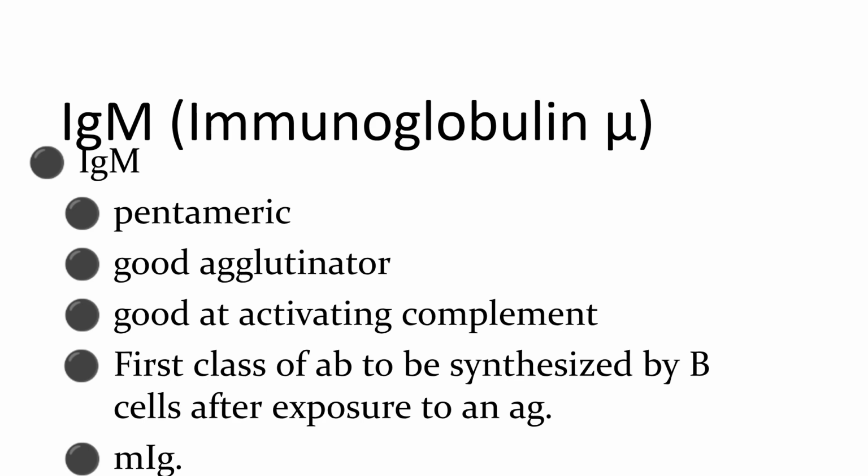IgM, immunoglobulin mu, is pentameric, a good agglutinator, and effective at activating complement. It is the first class of antibodies synthesized by B cells after antigen exposure. It is also known as MIG and has 10 antigen binding sites.